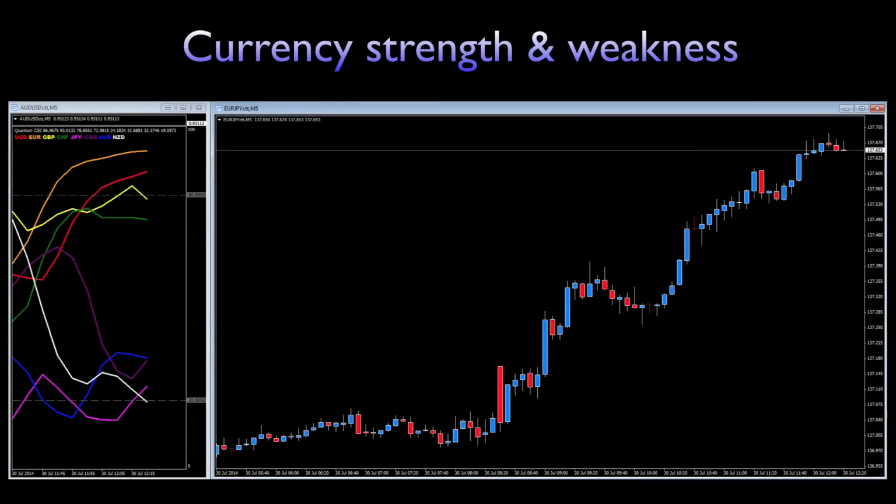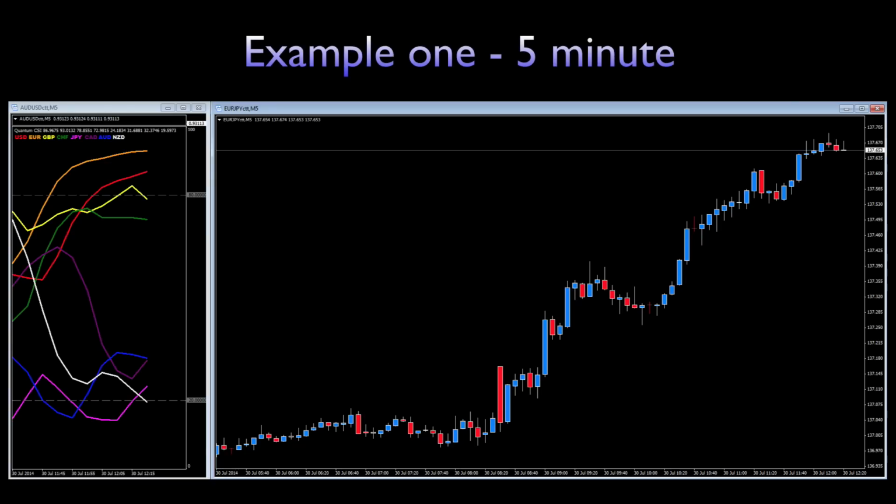In the first video, we introduced the concept of strength and weakness in individual currencies as displayed on the quantum currency strength indicator, and in particular how these are defined in terms of the regions of overbought and oversold. In this video, we're going to look at several examples to explain how to use the indicator in a very simple way applied to one time frame.